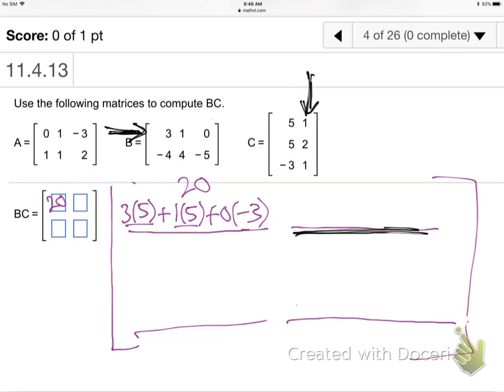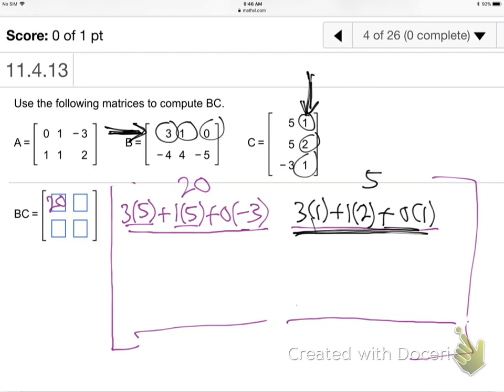Again, your left hand always goes across, your right hand always goes down, always, for matrices. So here we go. 3 times 1. Everybody jumps. 1 times 2. Plus, everybody jumps. 0 times 1. What is that? 3 plus 2, 5. There's the upper right. Is that good so far? Pretty weird, huh?